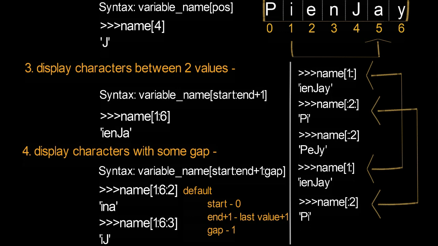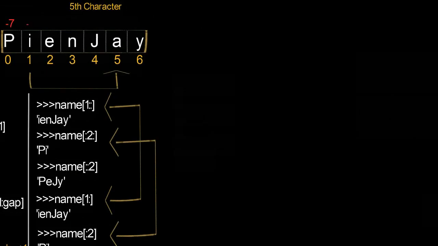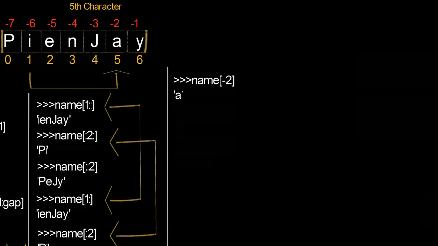One other thing that Python has is that we can give negative values as well inside string square brackets. See, negative values represent the string from the right end, like P, I, E, N, J, A, Y. So we can give something like name square brackets -2. It will result in A, or name square bracket -5. It will give the result as E.